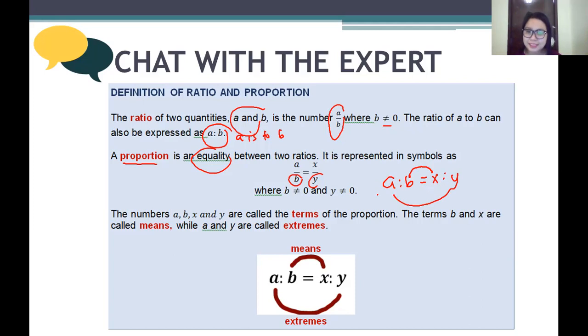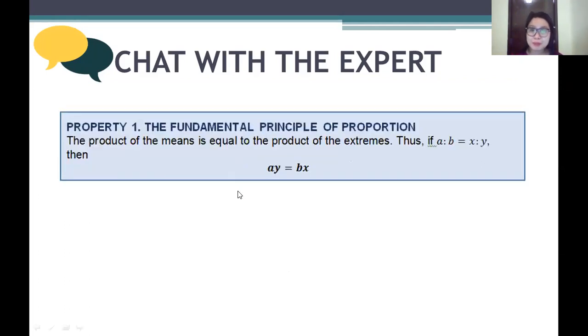A, B, X, and Y are all called terms of the proportion. Now, let's have a few properties in the fundamental principle of proportion. Property number 1: the product of the means is equal to the product of the extremes. Example, this is A and Y. So we say A times Y is equal to B times X.